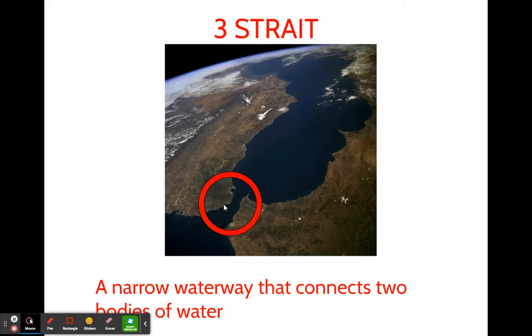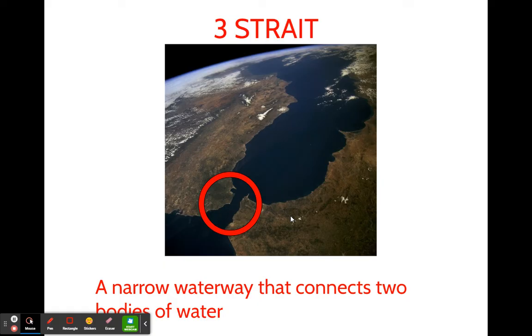Three, strait. A strait is a narrow waterway that connects two bodies of water. So we have the Mediterranean Sea over here, and then we also have the Atlantic Ocean over here. This is known as the Strait of Gibraltar, and this is Africa, and this is the southern part of Portugal, and there's just a little narrow waterway there. And really, that's just connecting these two larger bodies of water.